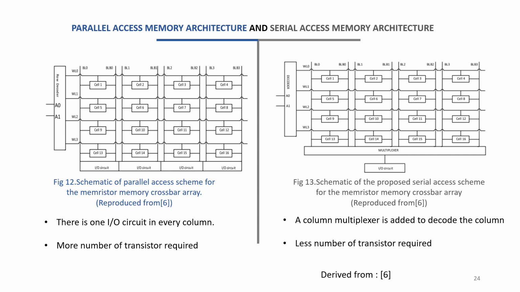So this is the parallel access scheme and the serial access scheme. As you can see, there is a large number of input-output circuits in the serial access scheme, but there is only a single input-output circuit in the parallel access scheme. So instead, a single multiplexer is used. It requires more transistors to be used in the parallel access scheme, while fewer transistors are required to implement the serial access scheme. So the bulk amount of hardware is reduced in the parallel access scheme, and thus it becomes much faster.